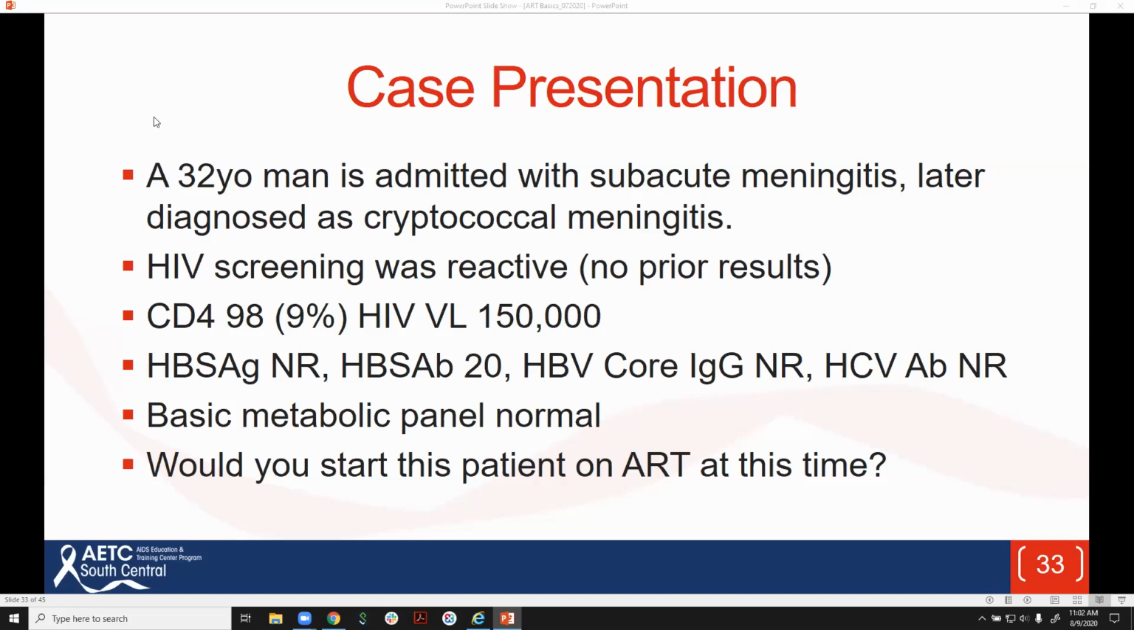Yes, no. Would you start this patient on antiretroviral therapy at this time? And feel free to use the chat function if you want to comment or unmute and share your thoughts.